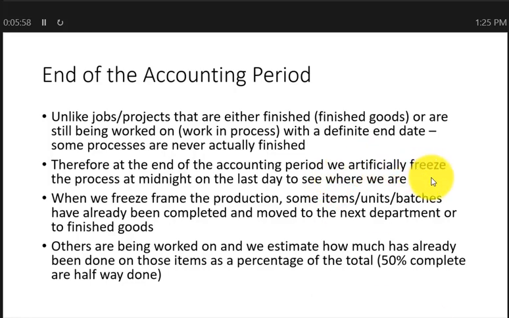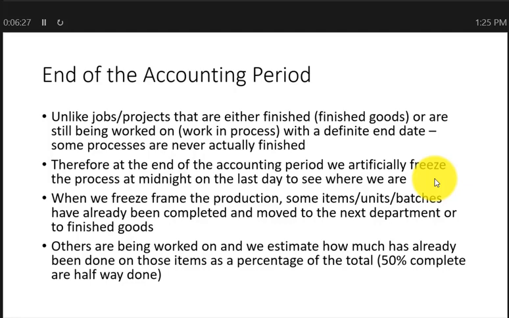So what we do at the end of the accounting period, if we're doing accounting for a month or a quarter or a year, we just freeze the process at midnight. We just pick a time and say, at this point, we're going to pretend that everything froze and that we had to look and see where we were. Okay, we freeze frame, you might say, that process.